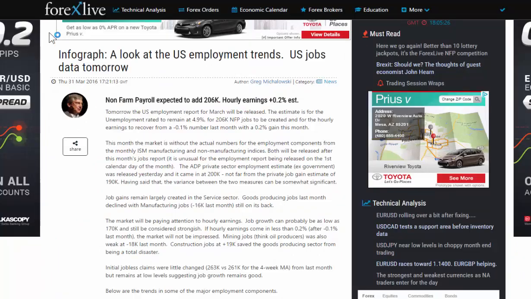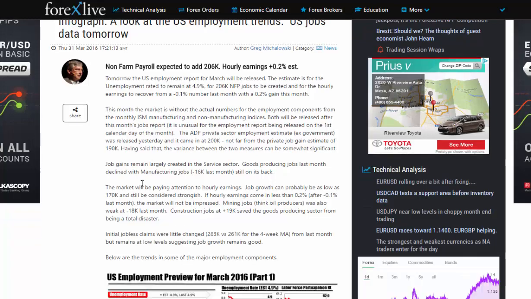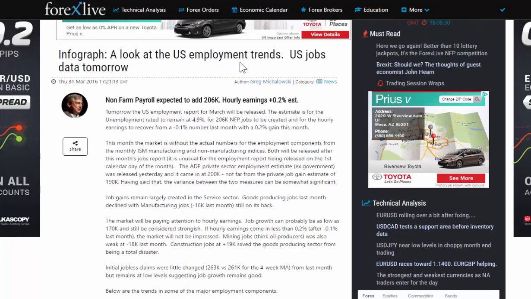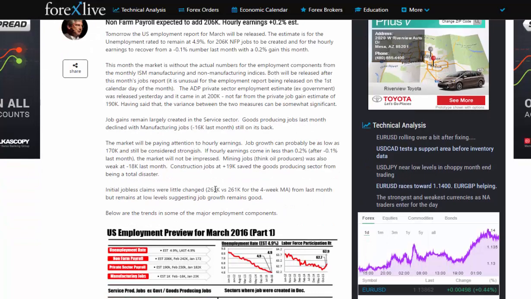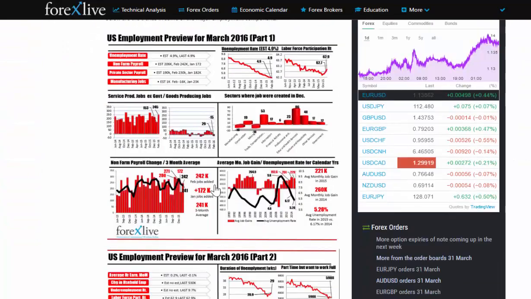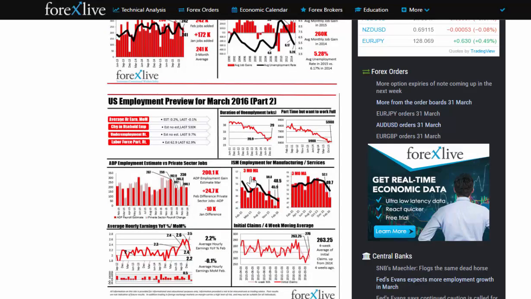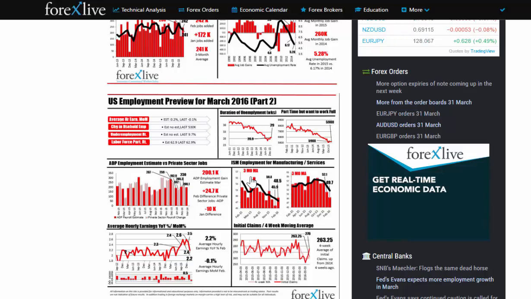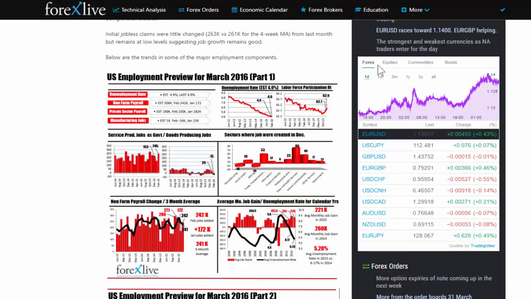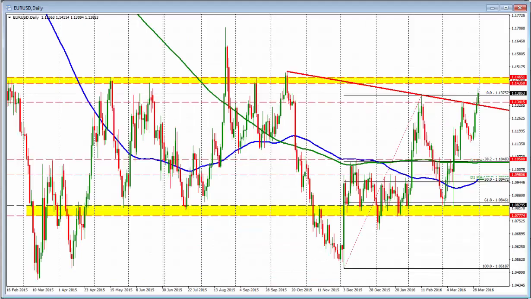First off, on our website at ForexLive.com, I've put some infographics. I titled it Infograph, a look at the U.S. employment trends. If you scroll down, you can see those infographics. They go through what the trends have been in the unemployment reports of late, and also outline the estimates for tomorrow's numbers. So be aware and understand what those trends are, just for your own guide, and in particular what the estimates are. Tomorrow at 8:30, the report is going to be released.